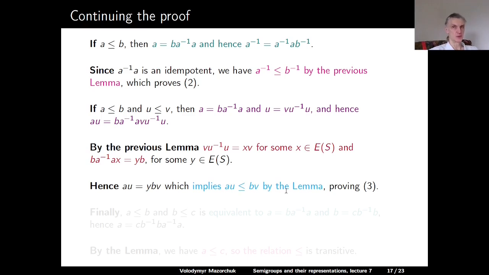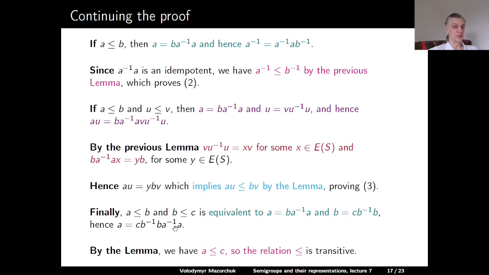So it remains to prove 1, that less than or equal to is in fact a partial order. So assume that A is less than or equal to B and B is less than or equal to C, then this means that A is equal to B times A inverse A and B is equal to C times B inverse B by definition. And so A is equal to C, B inverse B, A inverse A.